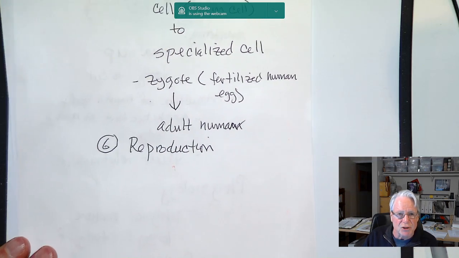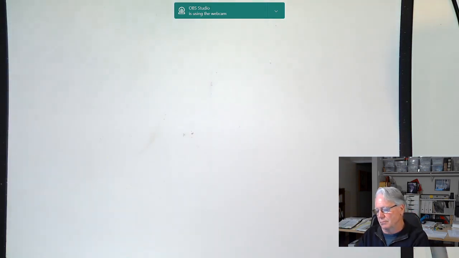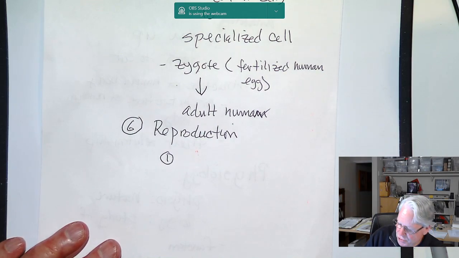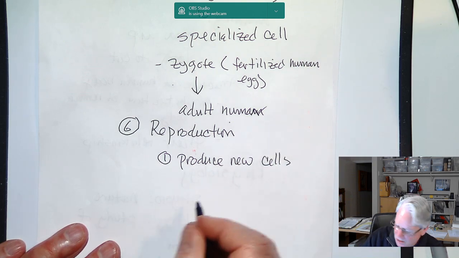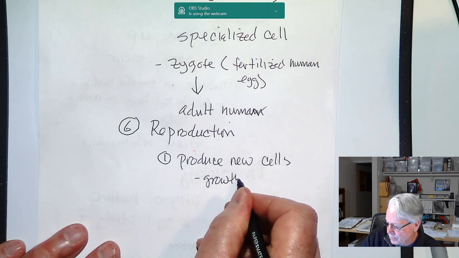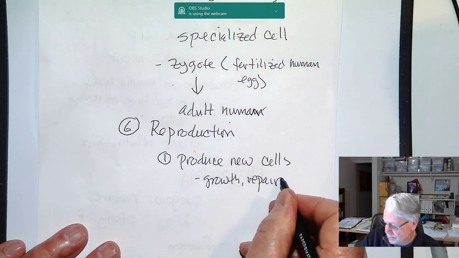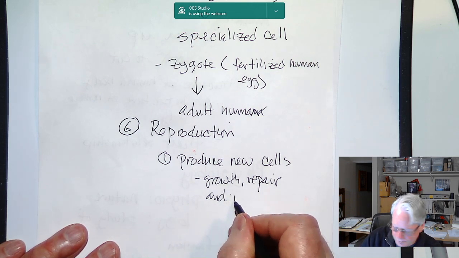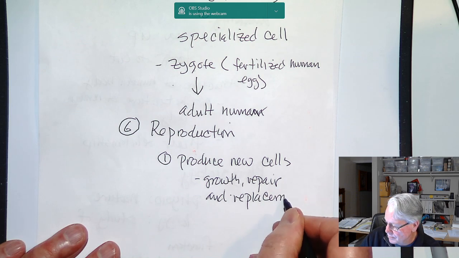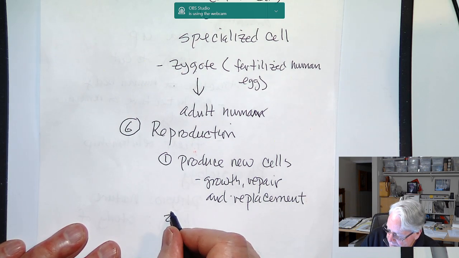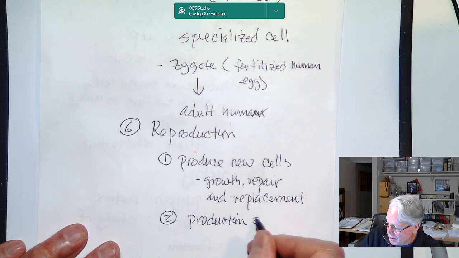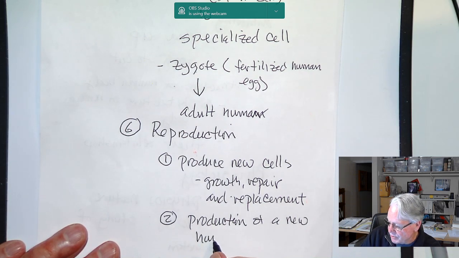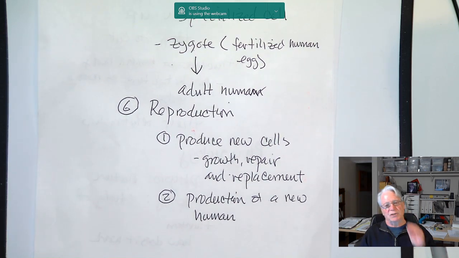A 6th characteristic is reproduction. Reproduction comes in basically 2 forms. Number 1, you can produce new cells for growth, repair, and replacement. Okay. Or the production of a new human. That's obviously another way in which reproduction is manifest. Right. So these are all characteristics of life.